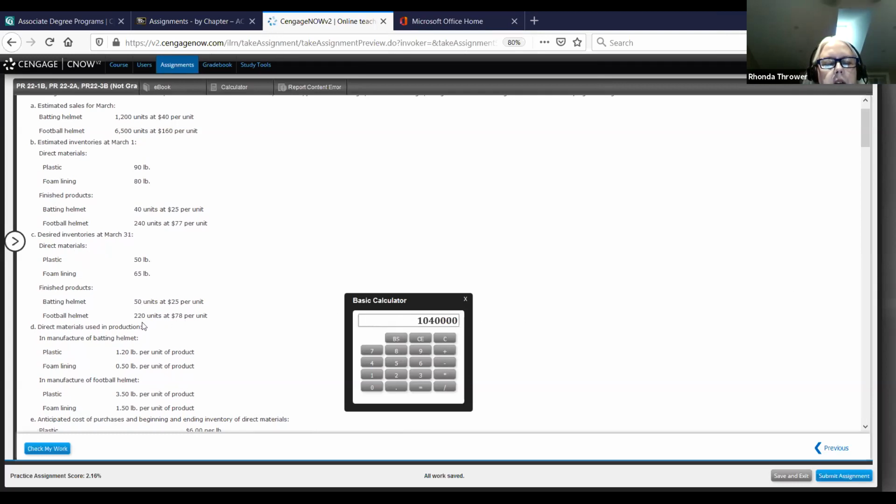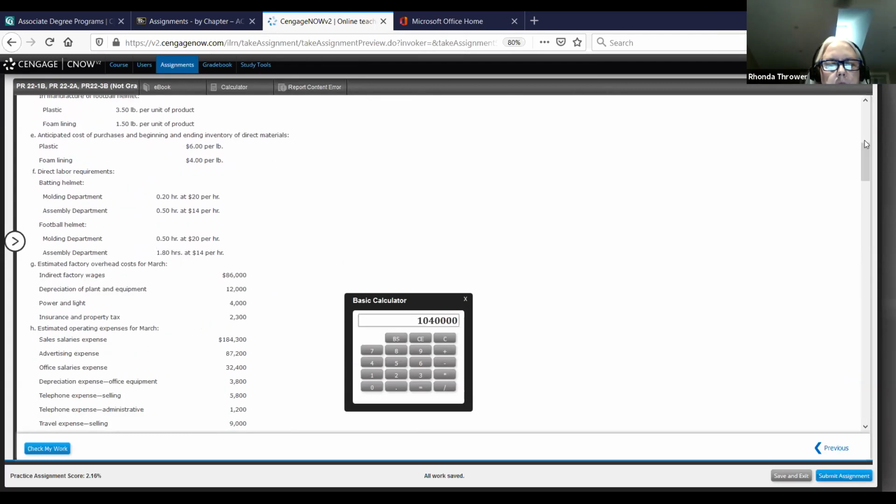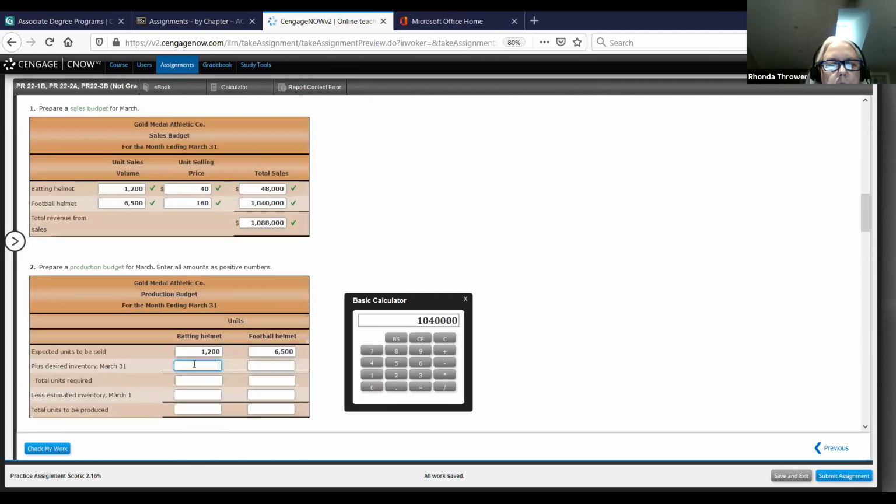So we're going to copy that into the information below for the production budget. So it's 50 units of batting helmets, and 220 units of the football helmets that they wanted to have at least in their ending inventory in case we sell more than what we think that we're going to sell. Then to find the total units required, you simply add the two of these together.